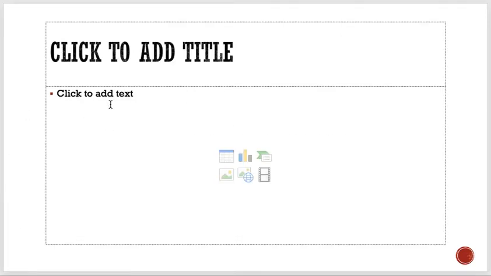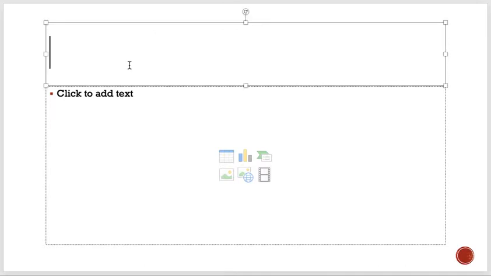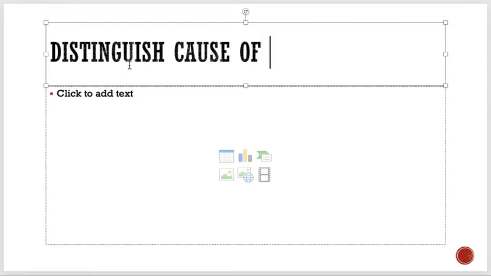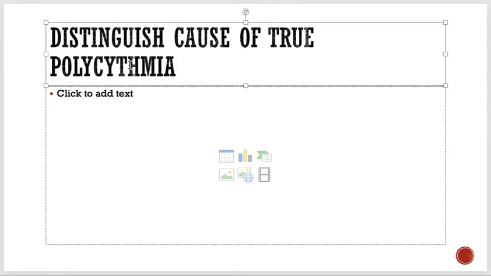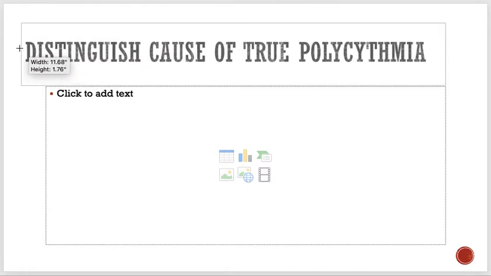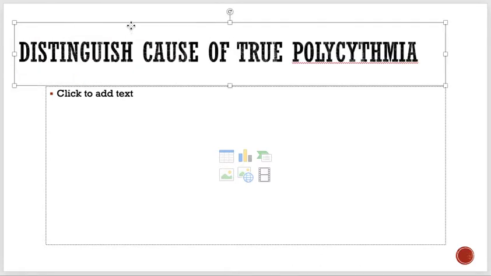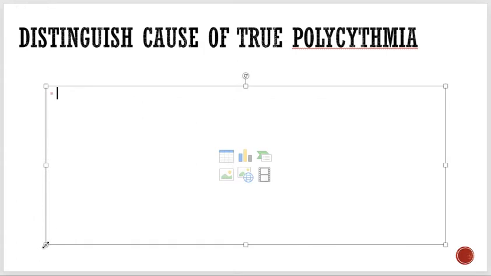So how can we distinguish the causes of true polycythemia? Why am I saying only true polycythemia? Because the one cause which is causing apparent polycythemia, we can catch on the history, right?